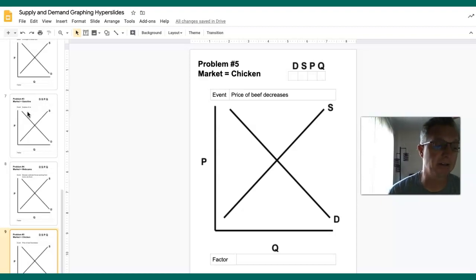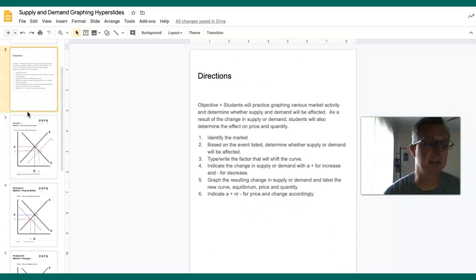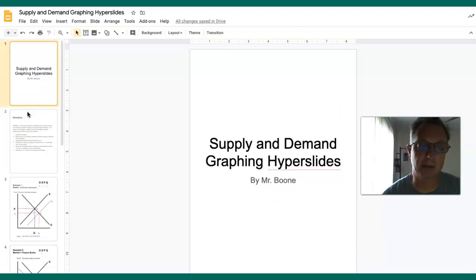Okay, so if you go through these examples and you're able to manage all of this, then I'd be satisfied with your learning about supply and demand. So good luck, and let me know if you have any questions. Feel free to message me, and I'll get back to you as soon as possible.